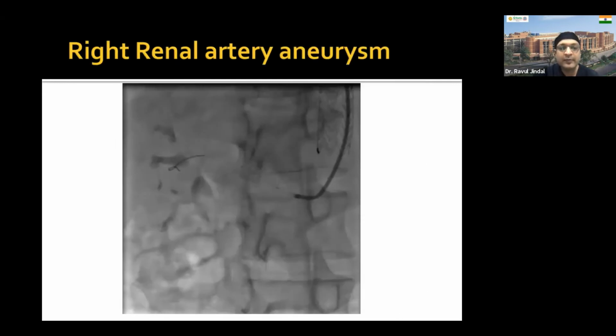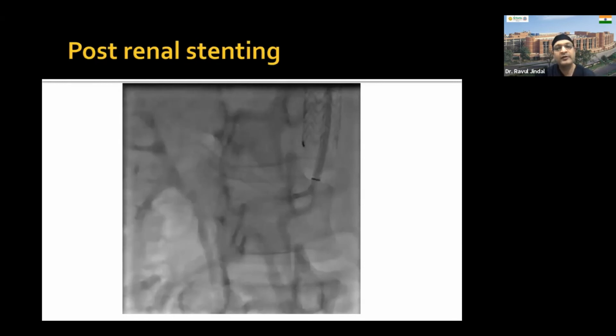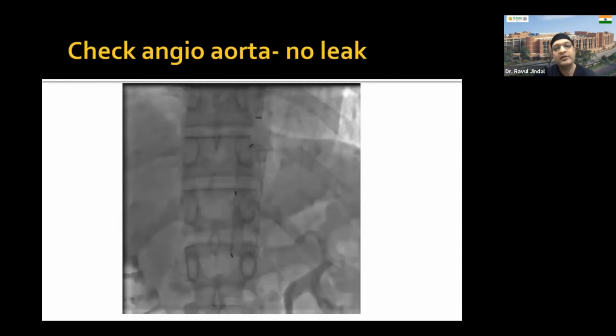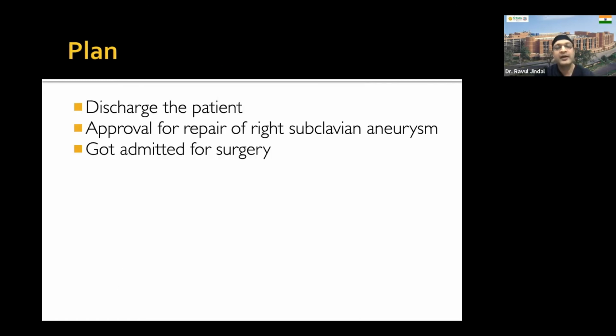Then the patient had a pain in the right loin. So we thought, okay, now we need to treat the right renal artery aneurysm. We went through the brachial route, placed a wire, and placed a covered stent in the right renal artery, and the right renal artery was sorted out. Then when we took a check angio, there was no leak, and the patient was discharged, and we thought we will repair the right subclavian artery aneurysm after 2 weeks.